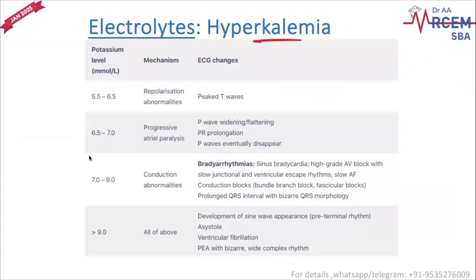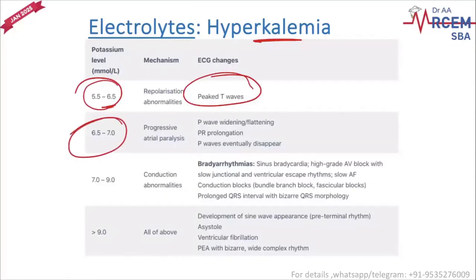First one we are seeing is hyperkalemia. Depending on the severity of the hyperkalemia, the ECG changes are also seen. For example, if the patient is having a mild hyperkalemia, usually peaked T waves are seen or might not be seen. The ECG pattern might be completely normal.